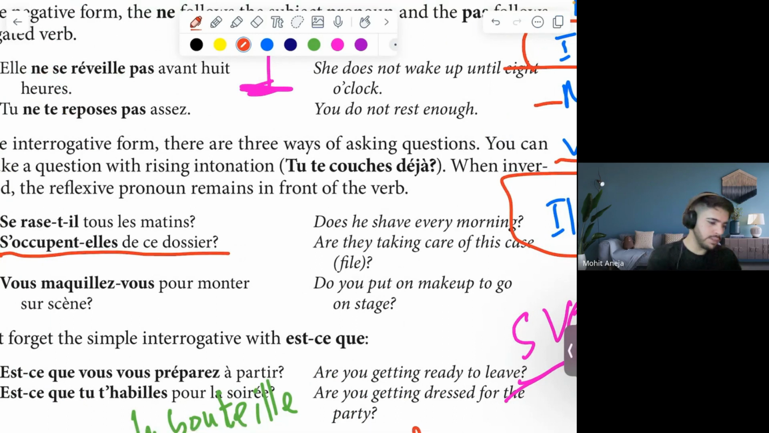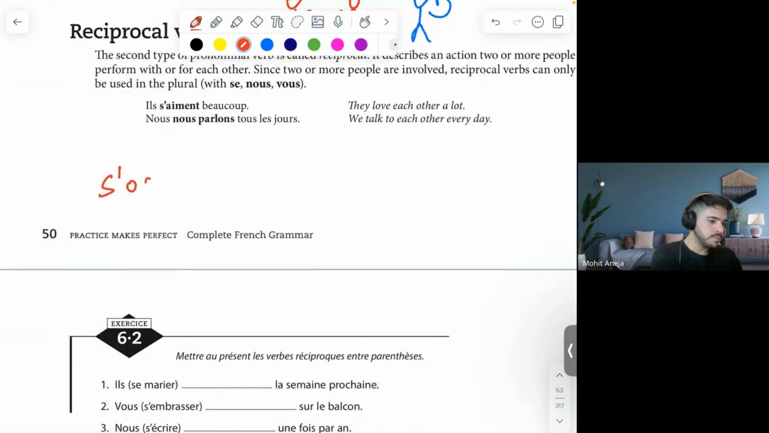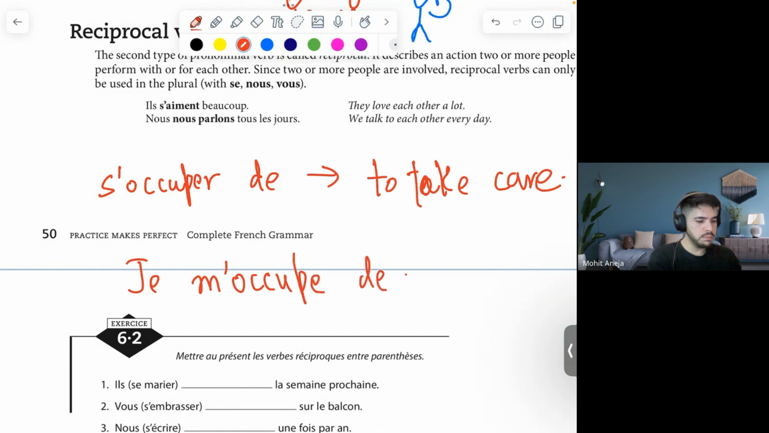S'occuper de, I will give you a simpler example. It means to take care. For example, if you are taking care of your mom, how would you write it? Je m'occupe de ma mère, car elle est âgée.